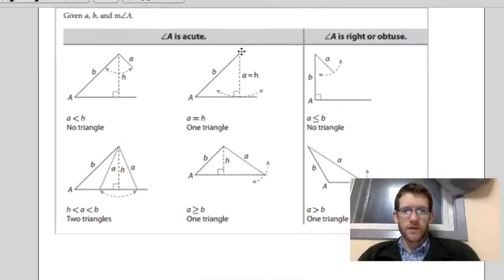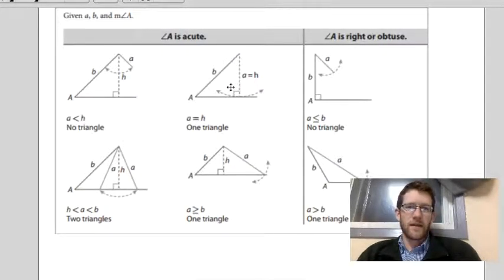The other option is where the length of side A is equal to the height. If it's equal to the height, then it connects here and it forms a 90-degree angle, and there's only one possible triangle that forms this. And so this is how we're able to use the hypotenuse leg triangle congruence theorem, because there's only one possible triangle when we have this situation.